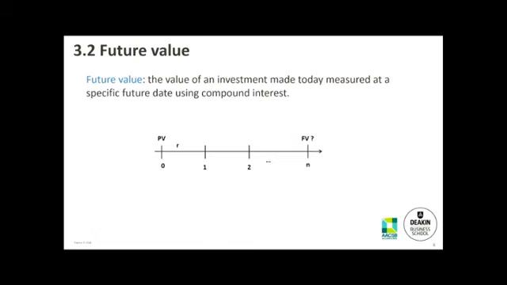All right, future value. Future value, very easy to define. The value of an investment made today measured at a specific future date using compound interest. The value of an investment made today. I invest $10 into the bank today. Measured at a specific future date, in 1 year's time, and using compound interest.